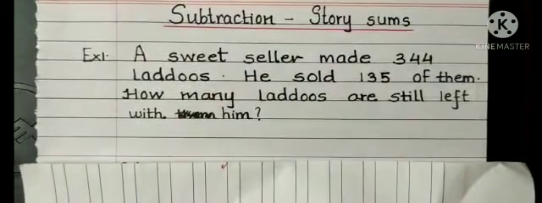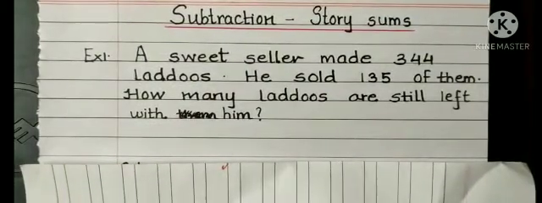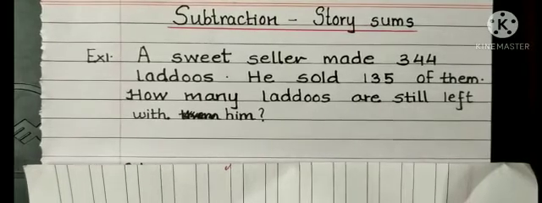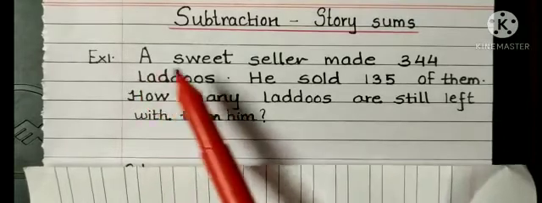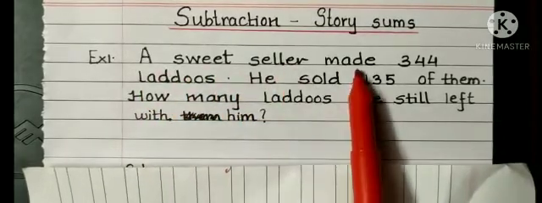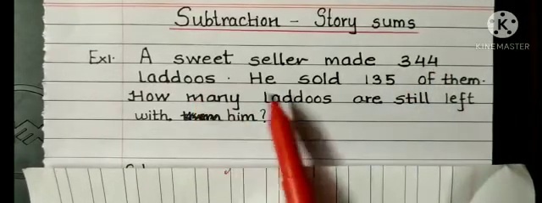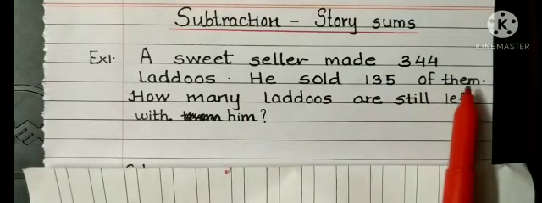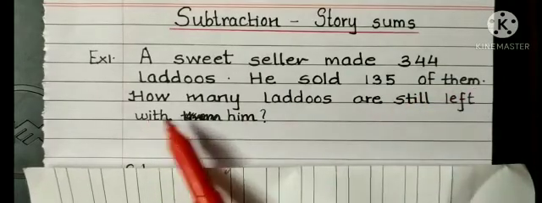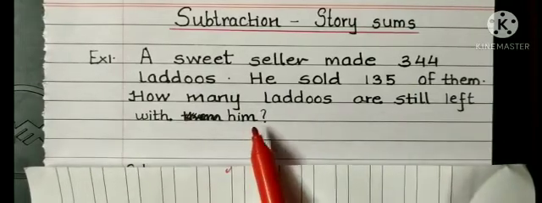Let's follow the steps. Now what is our step 1? Read the sum carefully and try to understand it. A sweet seller made 344 laddus. He sold 135 of them. How many laddus are still left with him?